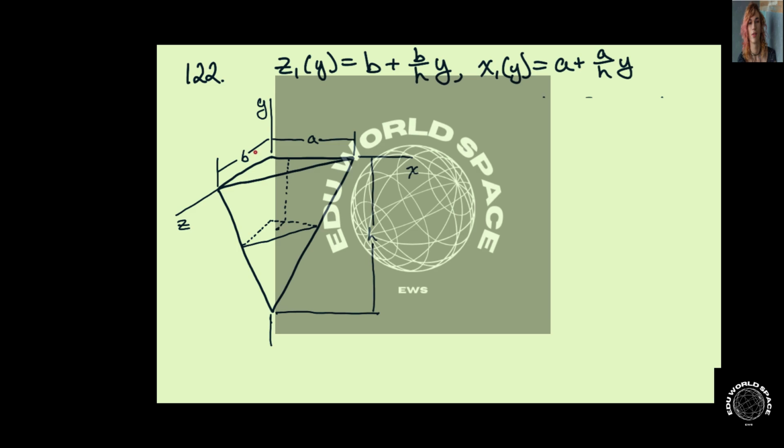We're asked to use direct integration to calculate the mass moment about the x-axis of this tetrahedron, and this is a really ugly problem, and hopefully this wasn't assigned for homework because it takes forever.